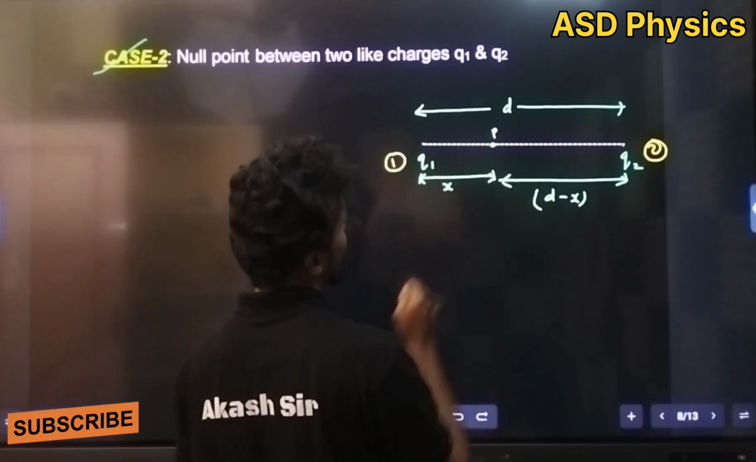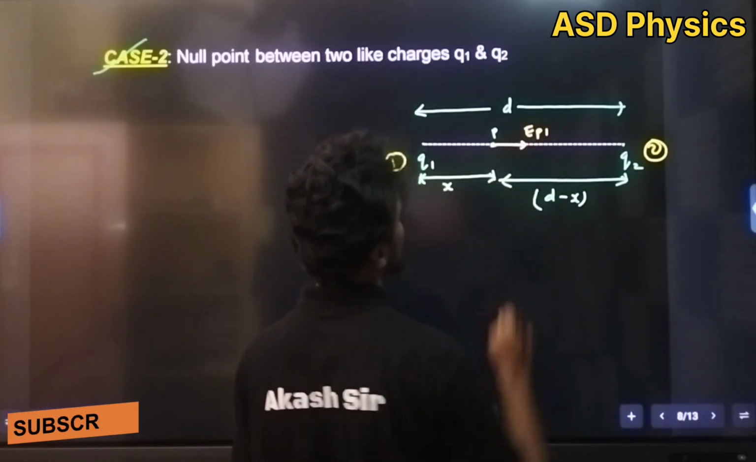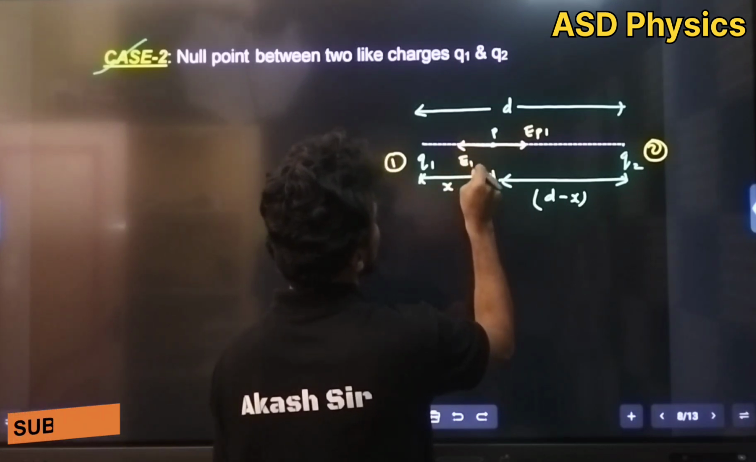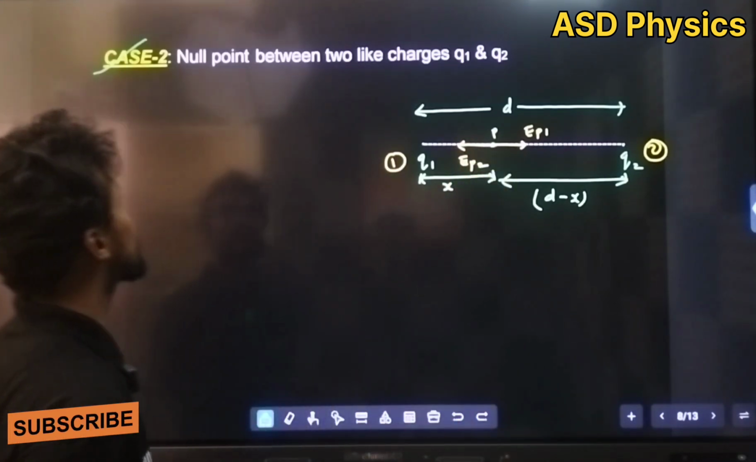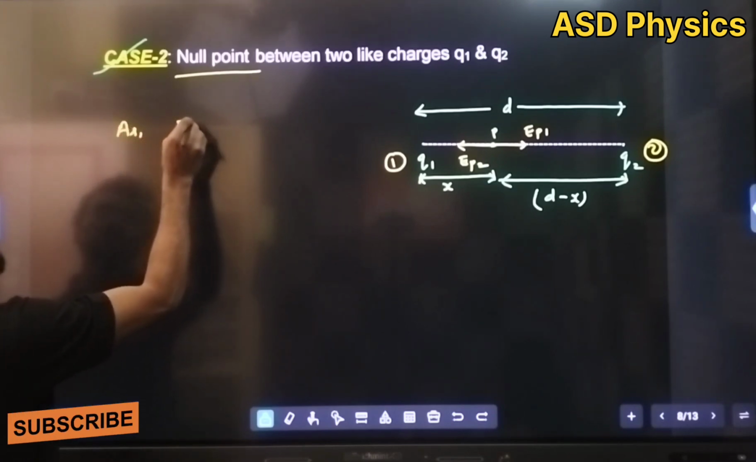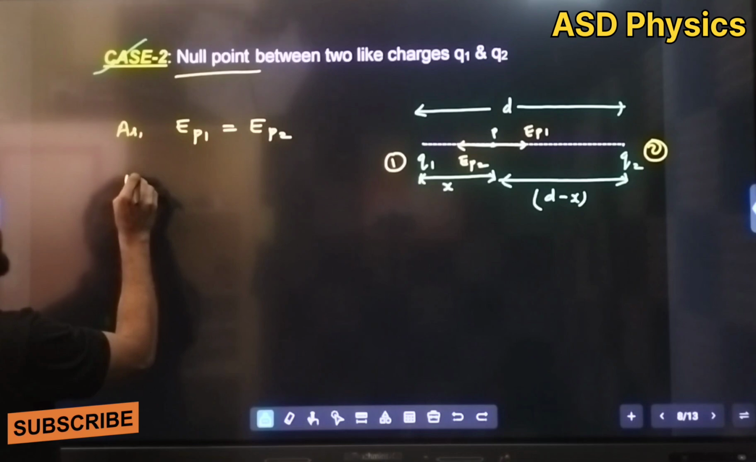So see here, at point P, the electric field due to Q1 is in which direction? Away. We call that EP1. Similarly, the electric field at point P due to charge Q2 is EP2. As this is the null point, both electric fields cancel each other out. So we write EP1 is equal to EP2.